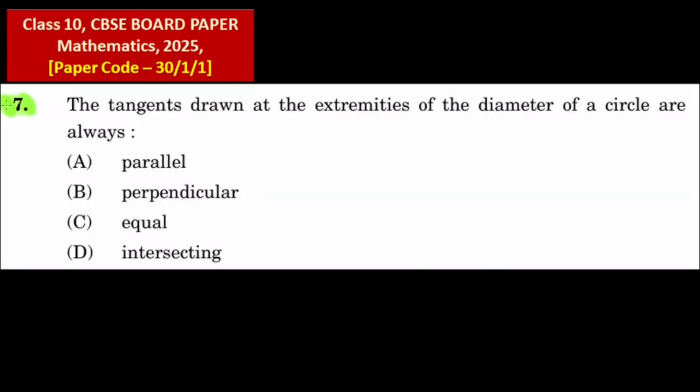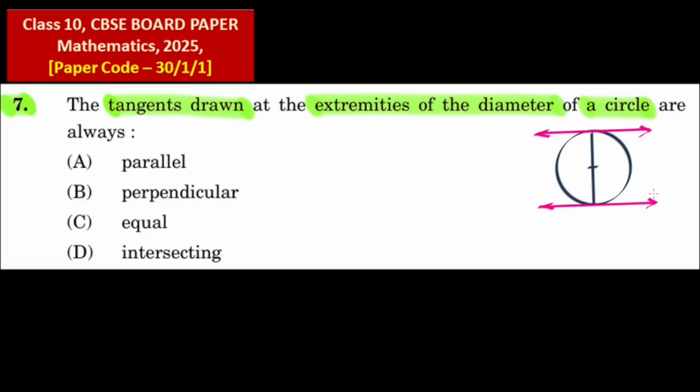Question 7. We have to tell that the tangents drawn at the extremities of the diameter of a circle are, we have to choose the correct option. This is a circle, this is diameter, this is center, and these are the tangents drawn at the extremities of this diameter. Let the extremities be A and B and center C.